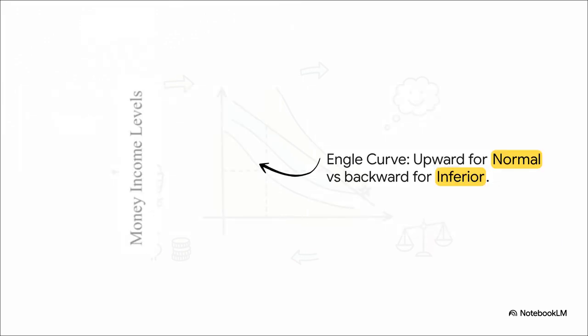You can also spot a good's personality by its Engel curve. Normal goods slope upward. You get richer, you buy more. Makes total sense. But check out inferior goods, like super cheap, low-quality foods. Their Engel curve actually bends backward. That's because once your income crosses a certain line, you ditch the cheap stuff for better alternatives. Getting richer literally makes you buy less of it.